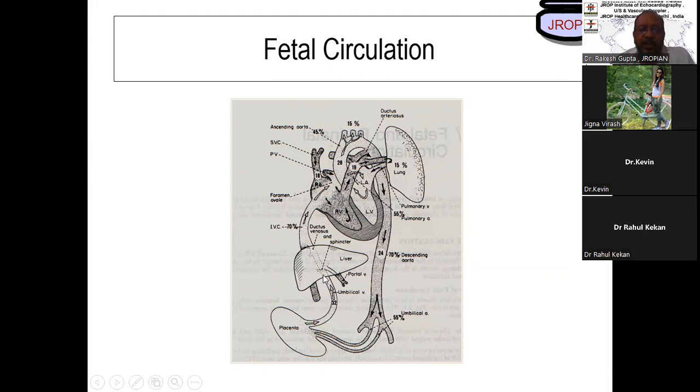So the shunting which was happening at the liver level with the ductus venosus becomes the ligamentum teres. The fossa ovalis starts closing down, or the remnant is an ASD. The ductus arteriosus starts closing down because of oxygenation. This is the ductus arteriosus, which closes down completely over a period of time. And now these umbilical arteries are chopped off, which we often see in the umbilical region.